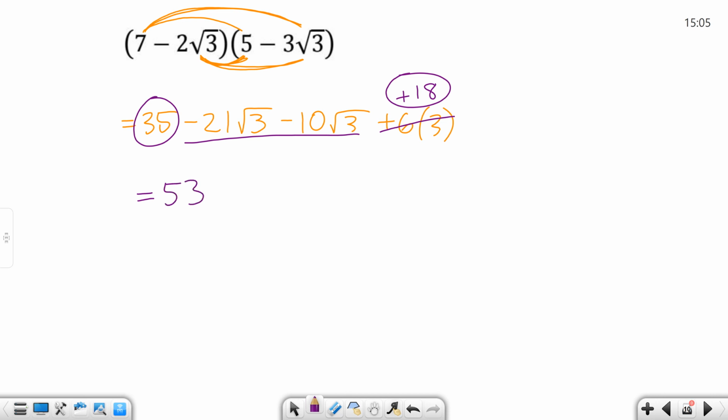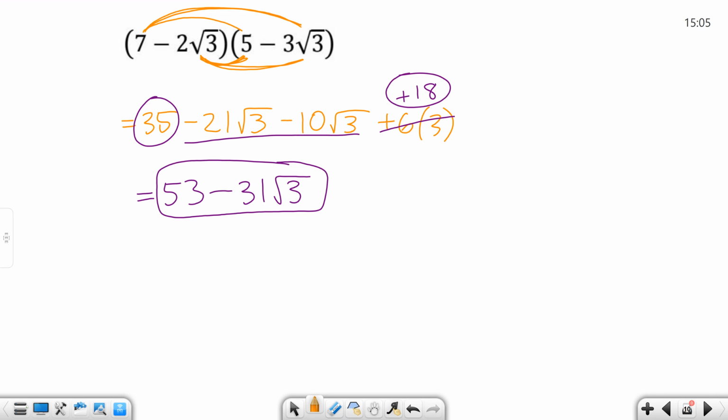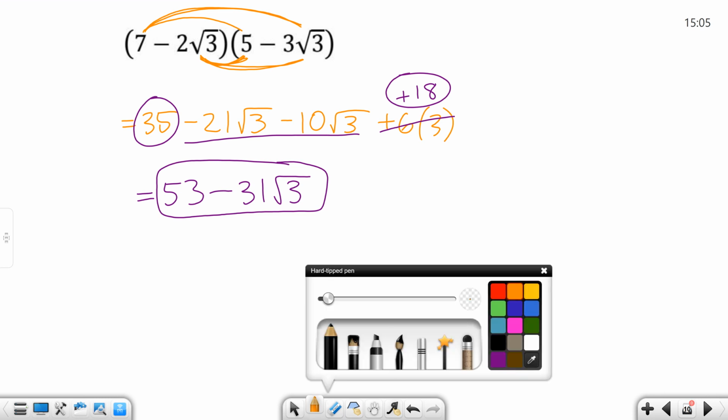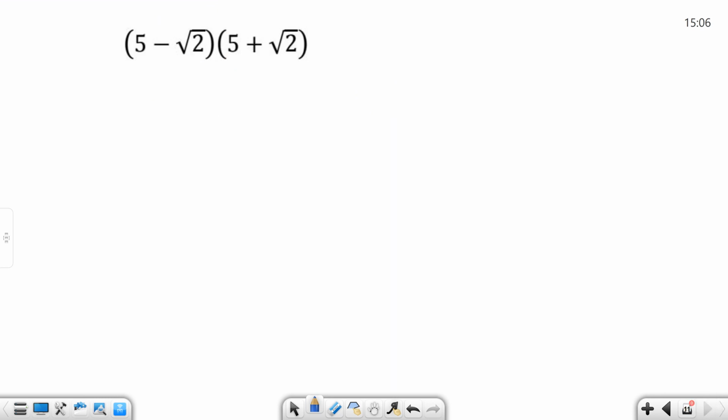So 53, and then both of these are negative, right? So you add them. 21 and 10 is 31, and it stays negative. And what made them like? Square root of 3. So like terms, when you combine them, you get a like term. So you combine 2 square roots of 3, you get a square root of 3. You don't get anything else. All right? So that is that problem there. We cannot combine those. They are not like terms now.